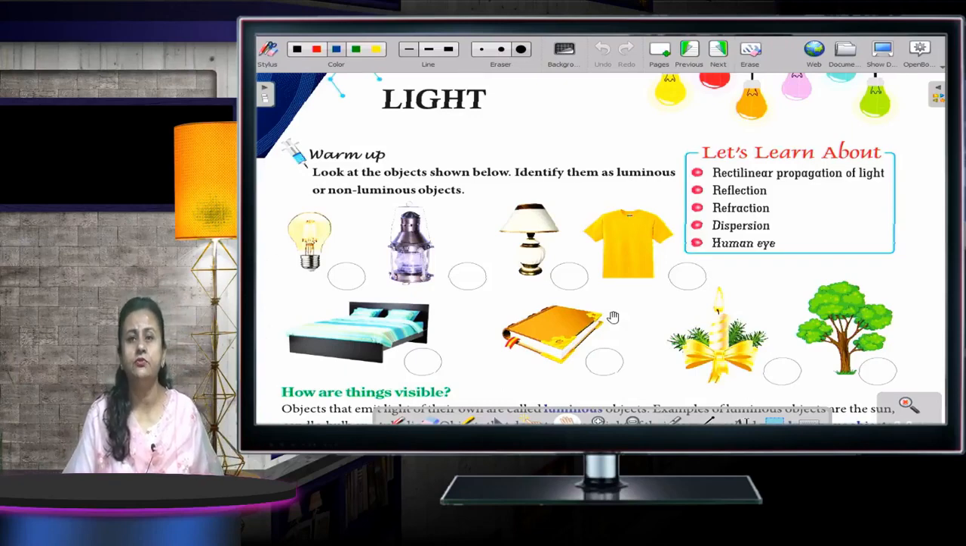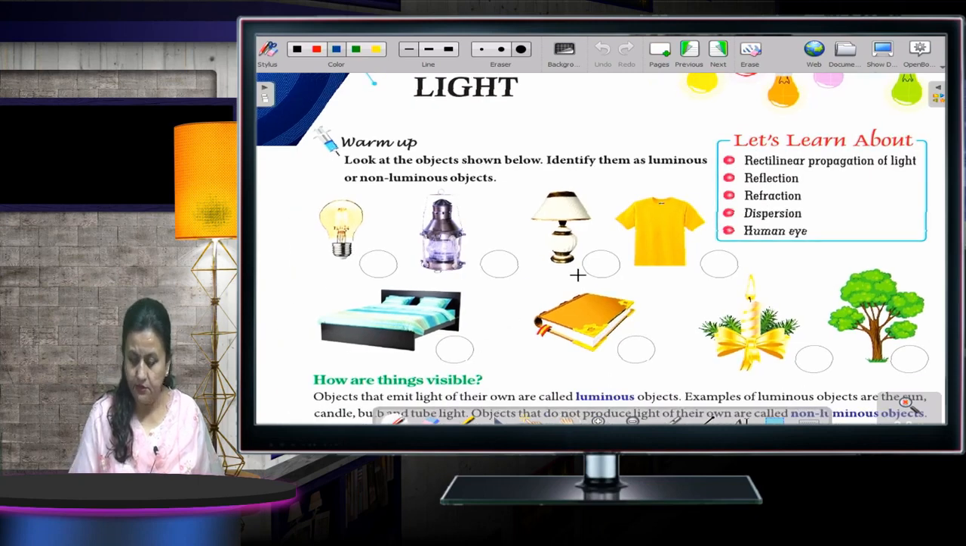As you can see on your screen, the topic is light. In this chapter I am going to tell you about rectilinear propagation of light, reflection, refraction, dispersion and about the human eye. So let's start the chapter.